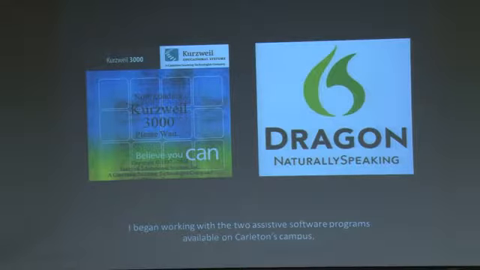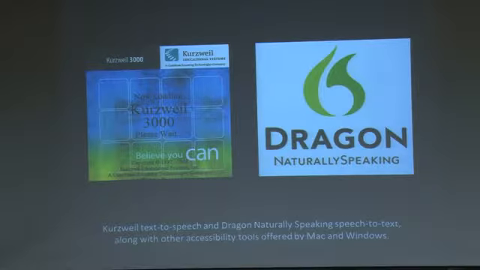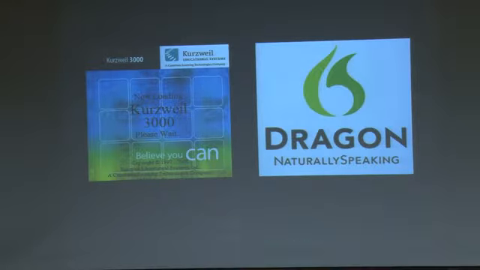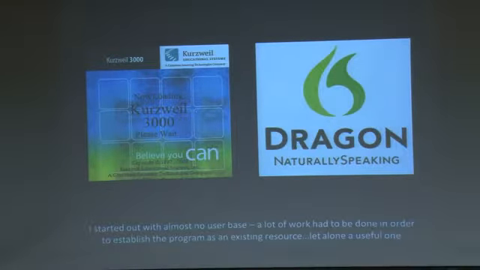I began working with the two assistive software programs available on Carleton's campus, Kurzweil Text-to-Speech and Dragon Naturally Speaking Speech-to-Text, along with other accessibility tools offered by Mac and Windows. I started out with almost no user base. A lot of work had to be done in order to establish the program as an existing resource, let alone a useful one.